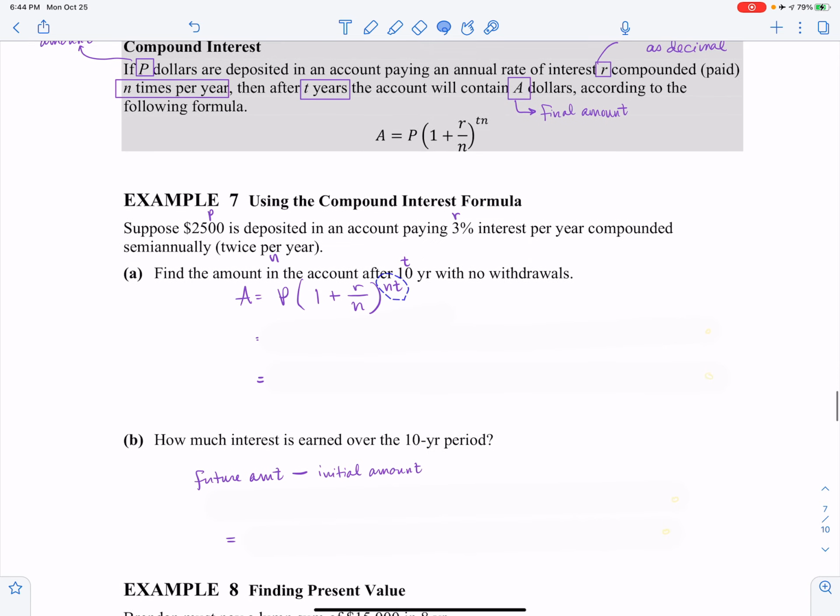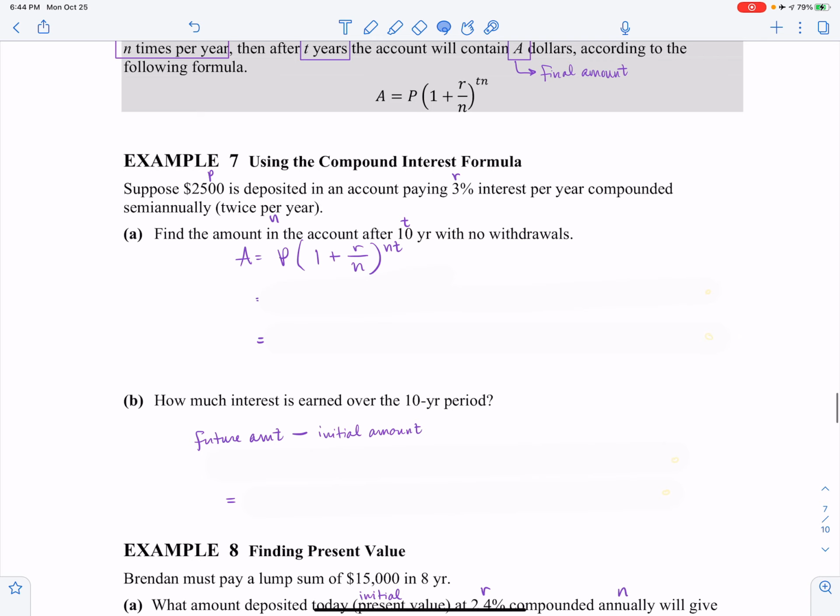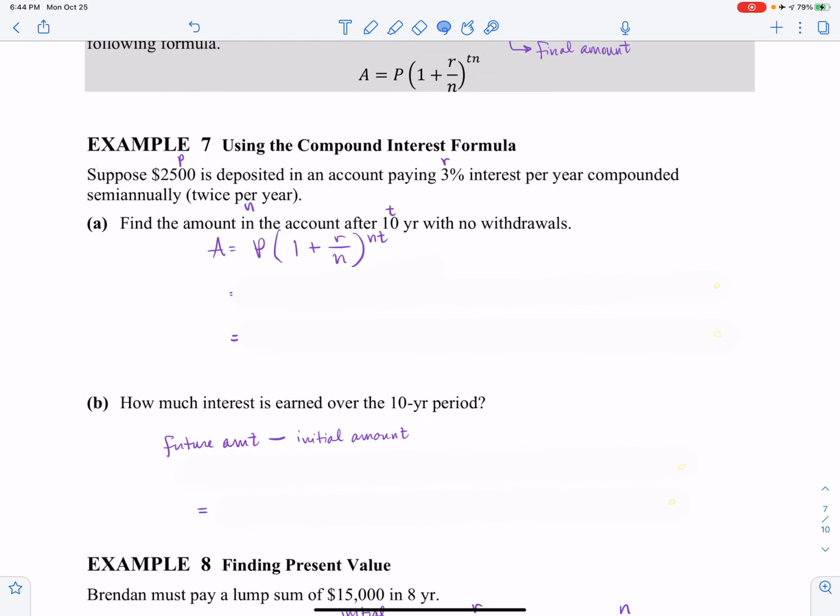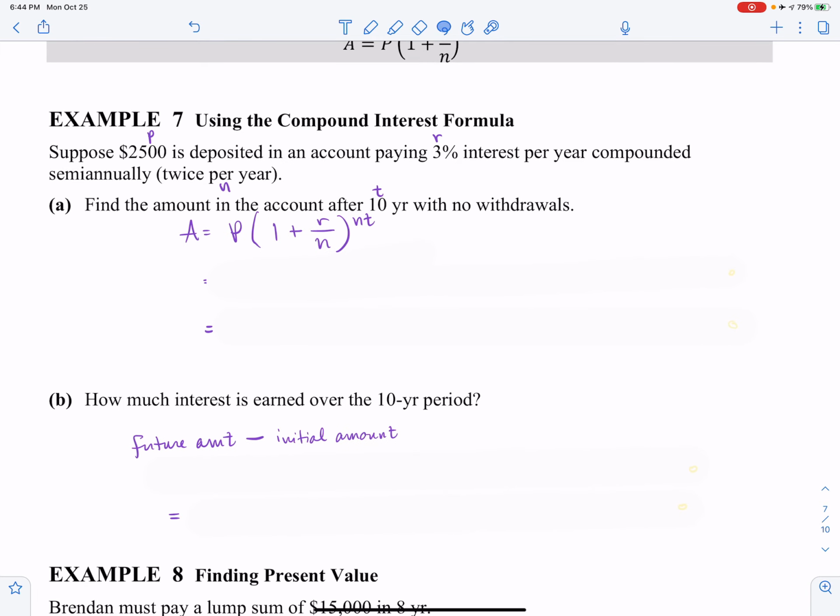All right, so let's look at example 7. You'll notice that the first thing I did was I wrote my formula, and I am investing $2,500, so that's going to be my P. My account has a 3% interest rate, so remember we're going to write that as a decimal, so this is going to be 0.03. Remember that you change a percent to a decimal by moving to the left 2 places. I'm compounding semi-annually, so this is 2 times per year, so my N value then is going to be 2.